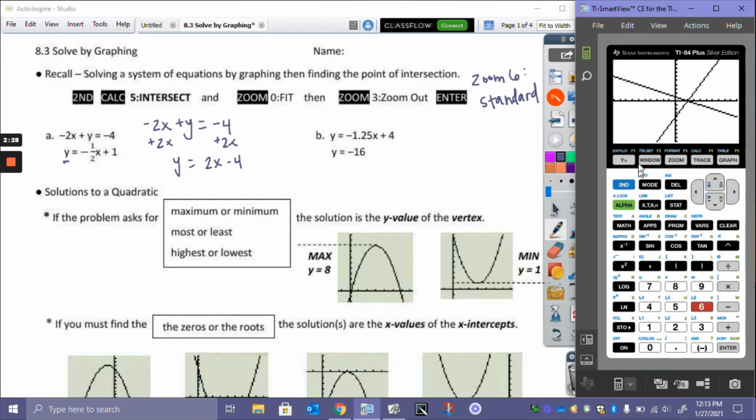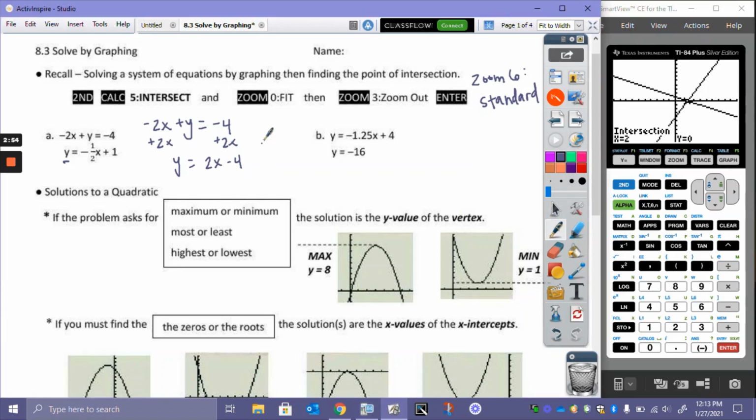And luckily with this particular one, we can see our point of intersection. So we don't have to do anything special. But now we're going to do our intersection. So second, calculate, 5 for intersect. And we're going to move this little blinking dot to our point of intersection. And we're going to hit enter, enter, enter. And it gives us our intersection where x equals 2 and y equals 0. And we write that as an ordered pair, 2, 0.